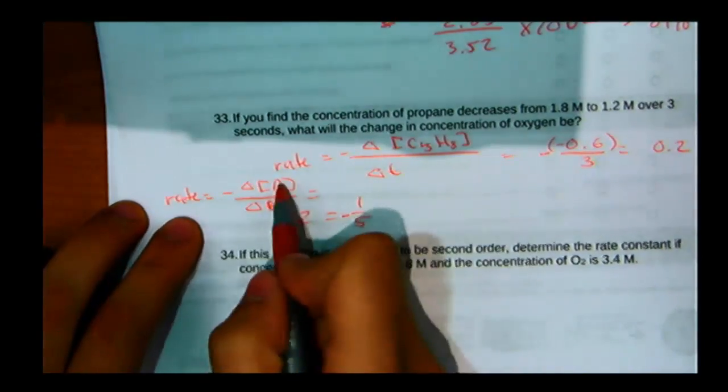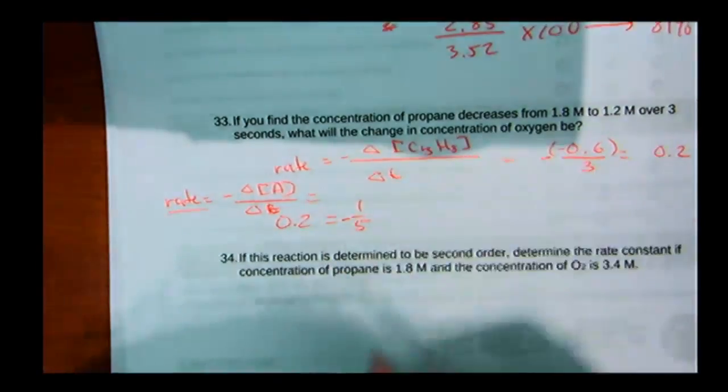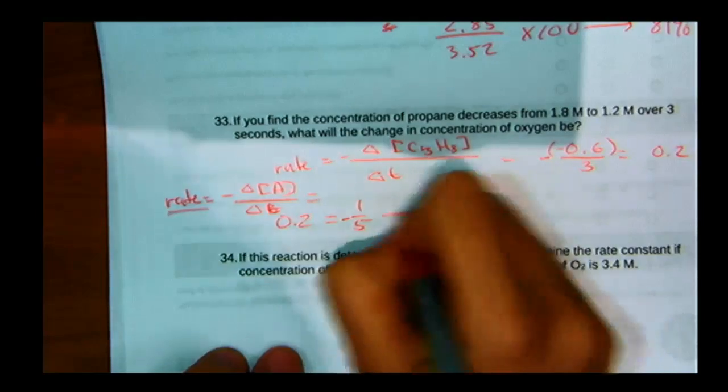We're going to put oxygen here now. So we found our rate. We're going to find whatever oxygen is, so it's still going to be negative. So it'd be negative 1/5 over the change in time, which is still 3 seconds, and the change in concentration of O2 is now what we're looking for.